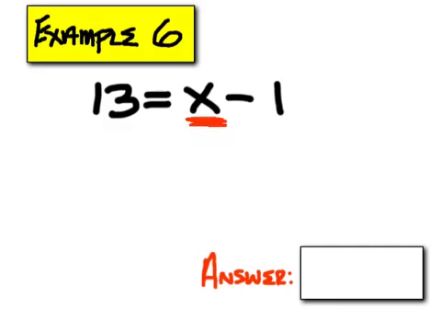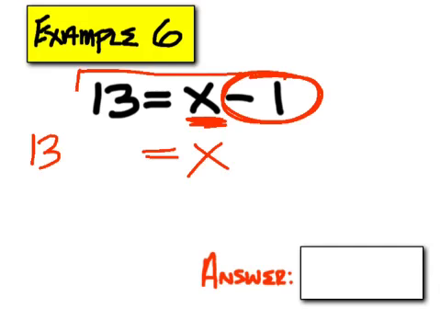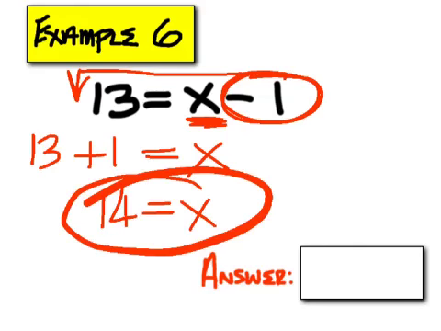Another example just like that. X is on the right, so keep it on the right. Keep your 13 on the left, but move this minus 1 to the left and do the opposite. Plus 1. Answer is 14.